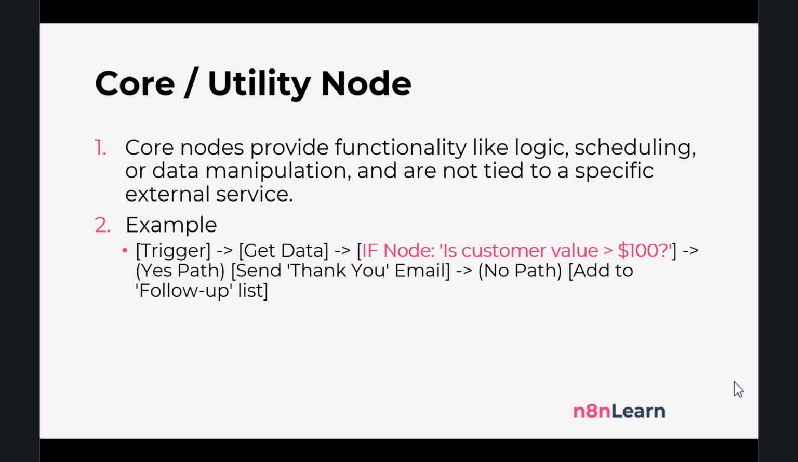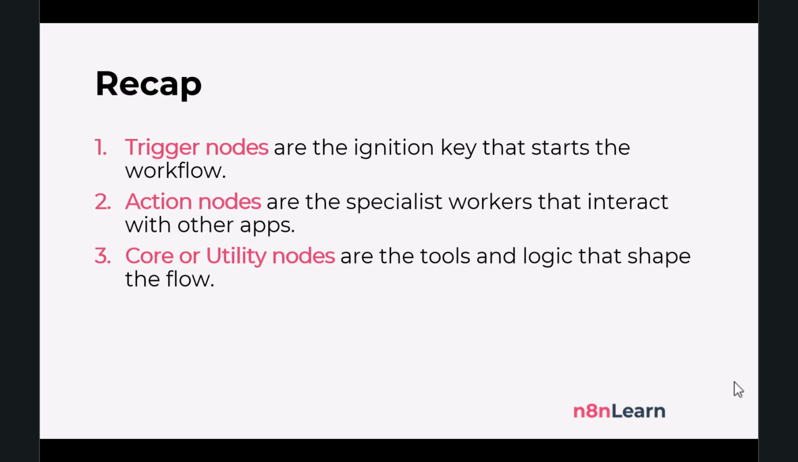So those are the three types of nodes in n8n, and let's just quickly recap what those are. The trigger node, which is the ignition key that starts the workflow. The action node, which are specialist workers that interact with other apps. Core or utility nodes, which are tools and logic that shape your workflow.